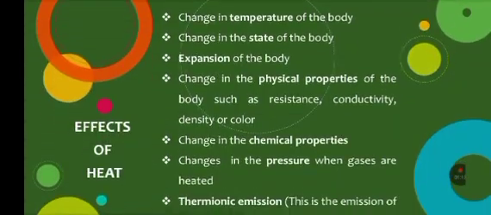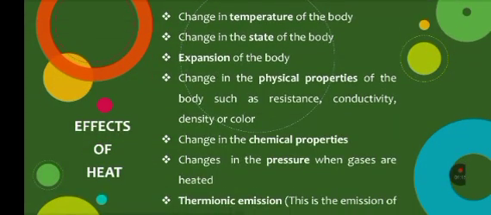Next, we look at the effect of heat. What does heat do to a body? Number one, it changes the temperature of the body. Secondly, it changes the state of the body, either from liquid to solid, solid to liquid, liquid to gas, or gas back into liquid, depending on if I'm heating or cooling the body. Next is the expansion of the body. It can cause expansion, especially in metals and glass, which causes it to fracture. This is what happens when hot water is put into a tumbler. It can actually crack because of the expansion process.